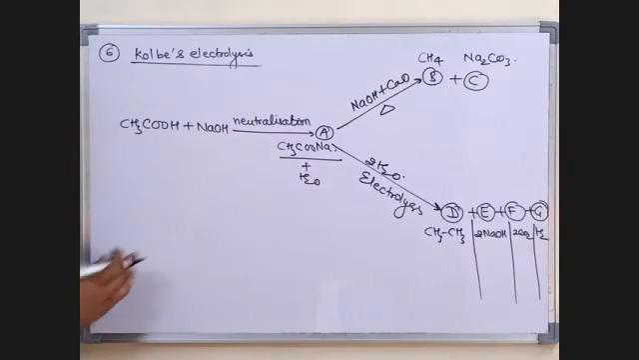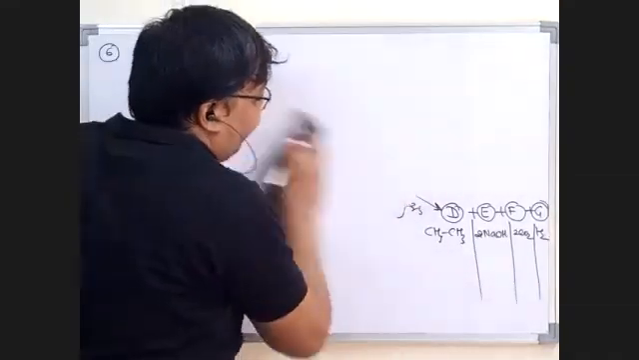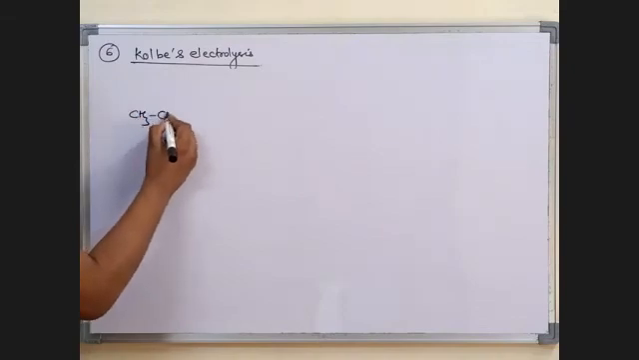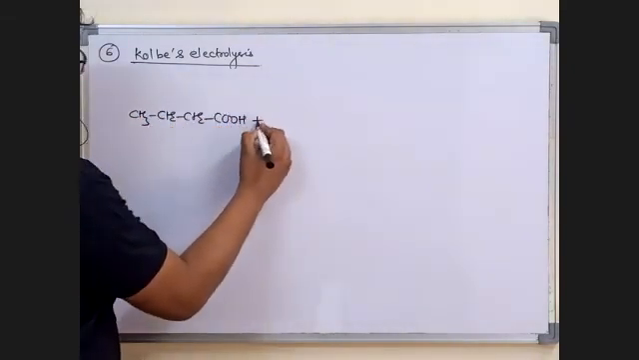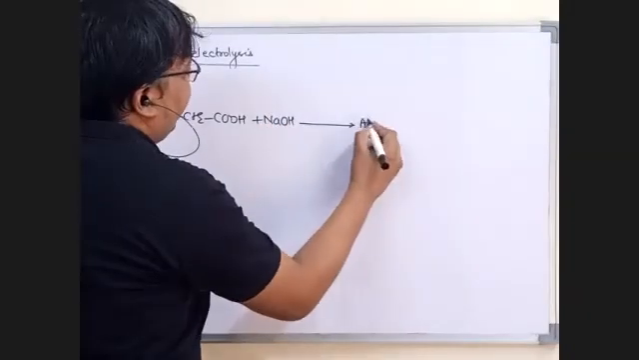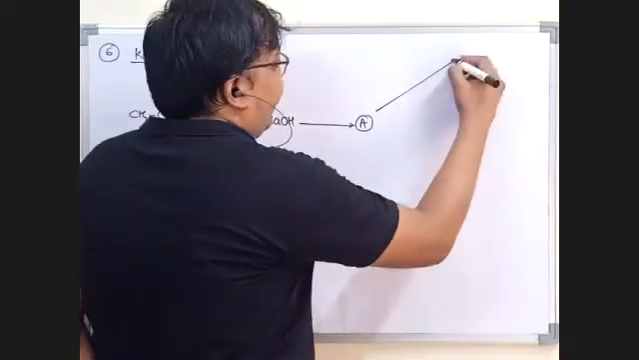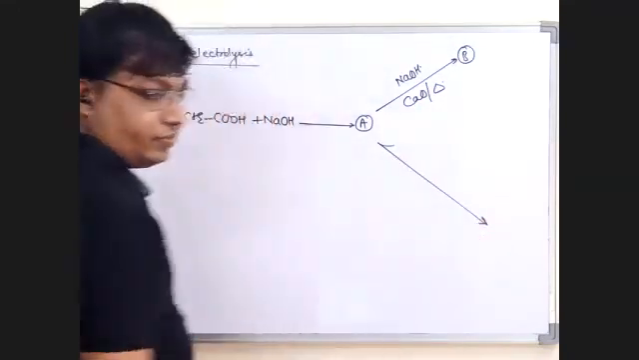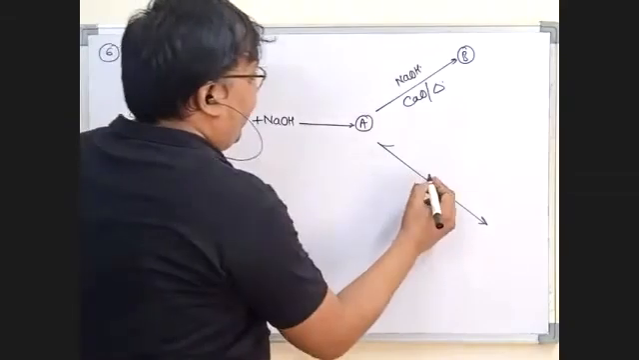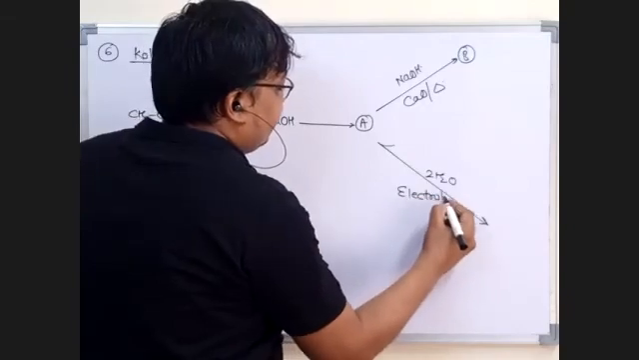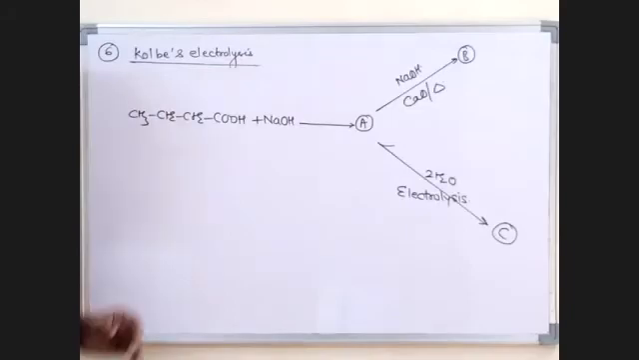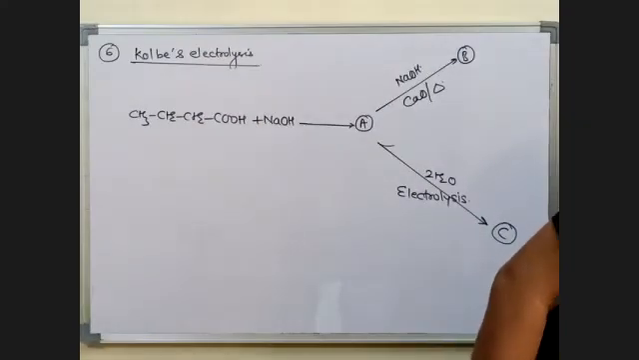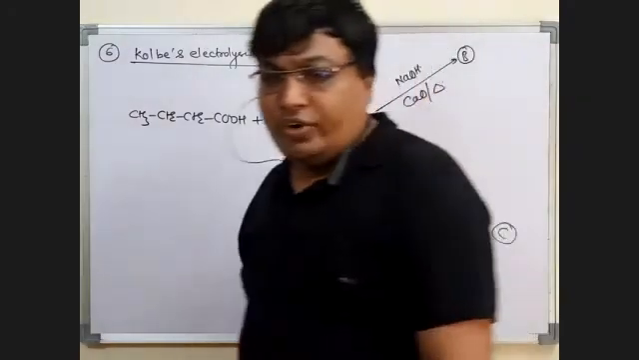Now, I will give you the second reaction, please. This type of reaction will be in the Sunday test and DPP, confirm. CH3CH2CH2COOH plus NaOH gives A. A reacts with NaOH and CaO mixture on heating to give B, and now you have electrolysis to give C. You write the C over here, students.